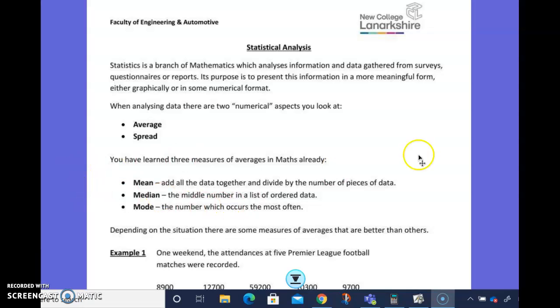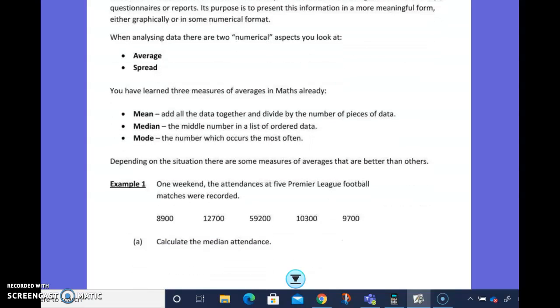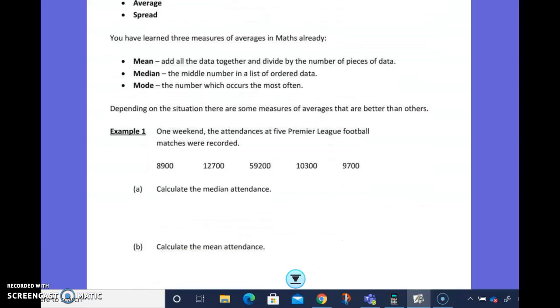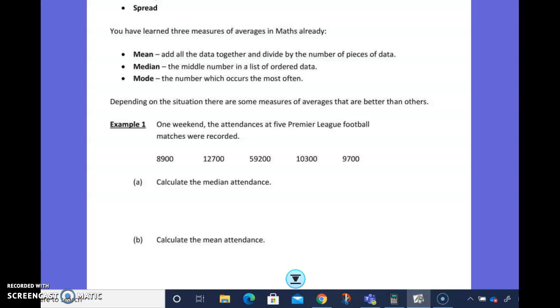Now at National 4 level you should have already looked at the mean, the median and the mode, which are three different types of average. To calculate the mean, you add up all the numbers and divide by the number of pieces of data that you have. That's what a lot of people refer to actually as the average, but it's actually only one type of average. You also get the median, which is the middle number when you have your numbers in an ordered list. And we have the mode, which is the number that occurs most often.